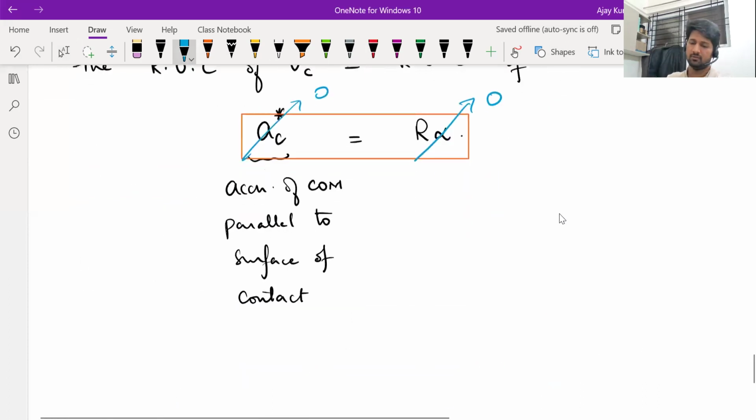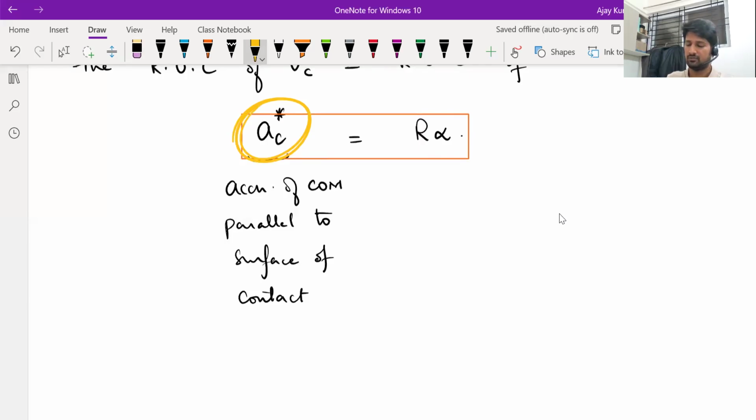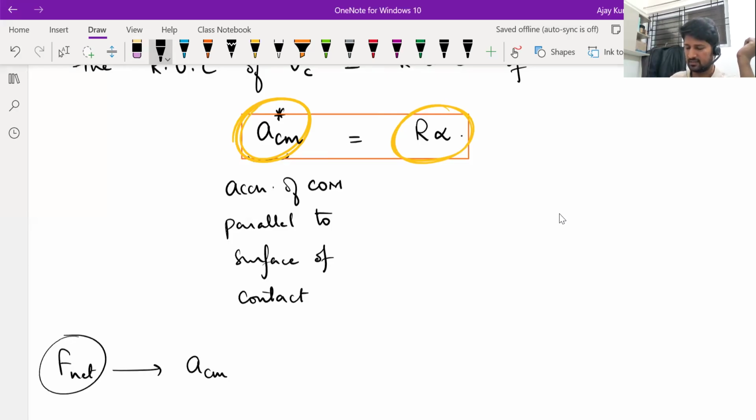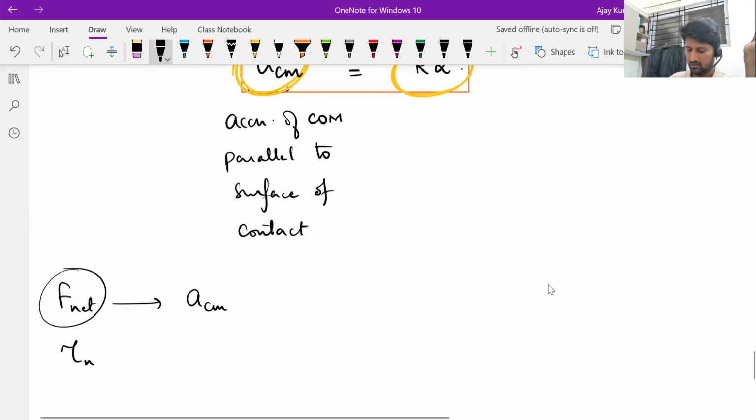But while accelerating, if you want to check whether it executes pure rolling or not, you will have to compare accelerations. Okay, this AC is not centripetal acceleration. Don't confuse it. I better write it as ACM. Acceleration of center of mass should be equal to R alpha, where alpha is the angular acceleration. Now, how does center of mass get acceleration? It gets acceleration from the net force acting on a system. So F net makes the center of mass accelerate. And how does the system get angular acceleration? The net torque acting on it gives it the angular acceleration.